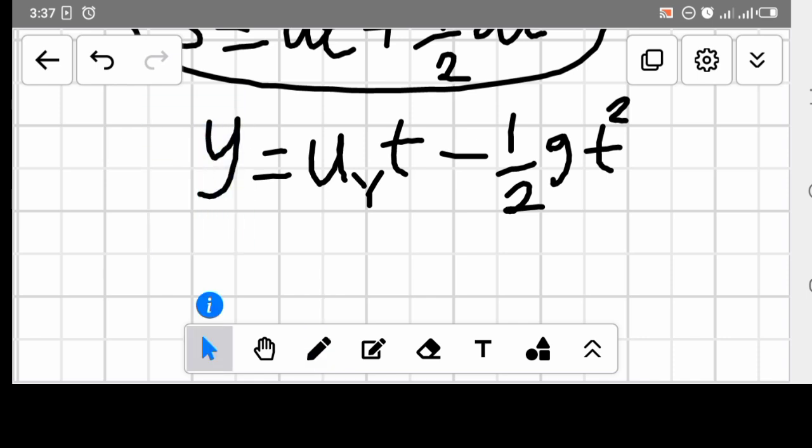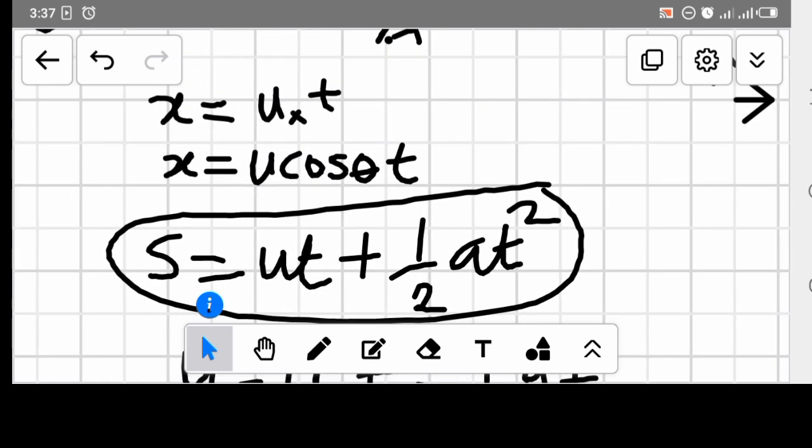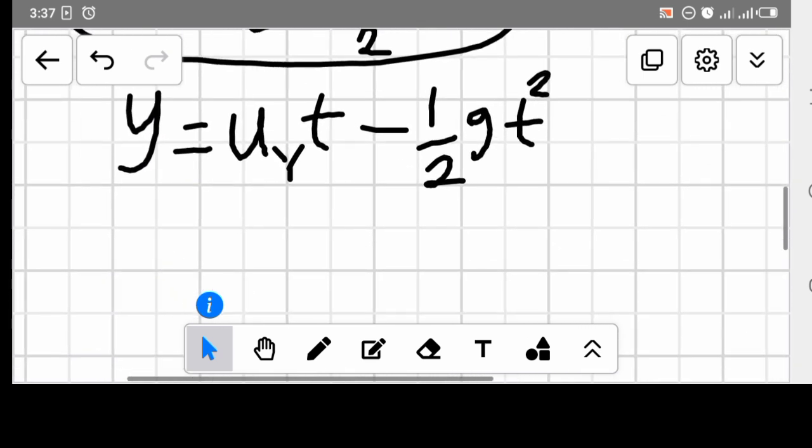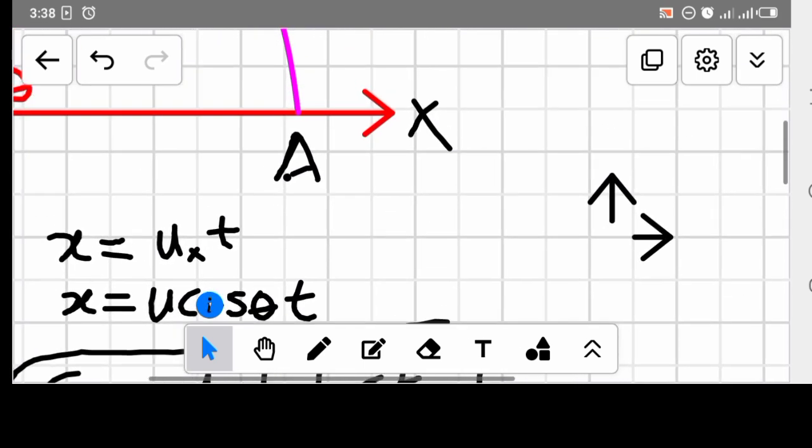Now we want to mix the first equation, x equals u cos theta t, or rather you can write it as x equals uxt, with this second equation for y. This is where we are going to get the trajectory of the projectile, because the trajectory is the path of the projectile, which is with respect to just x and y alone.